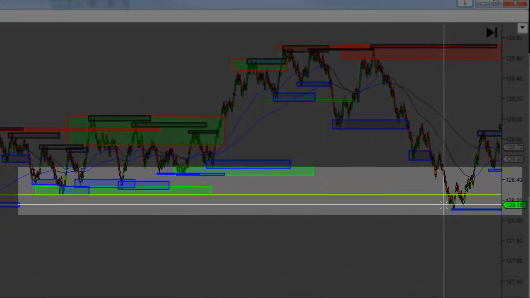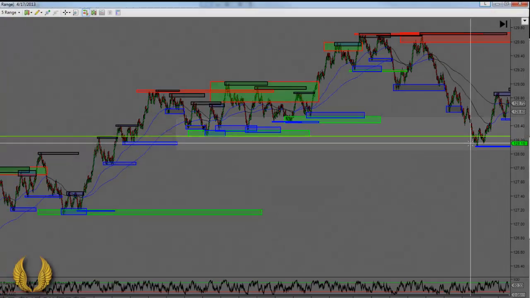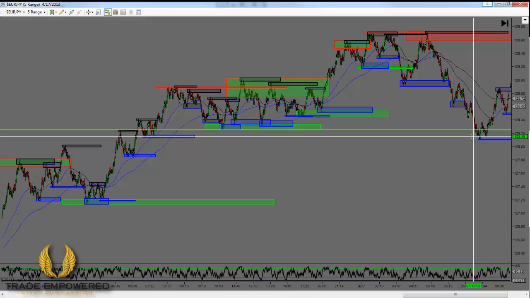Now as soon as we saw that break and close below structure, that tells me that this price action is most likely to continue to the downside. Now it doesn't always go directly there. Usually we see some type of retracement, but overall it's signifying a change in the most recent trend.